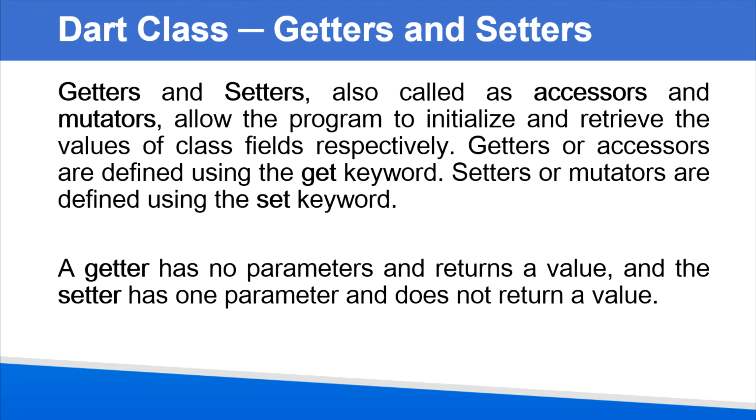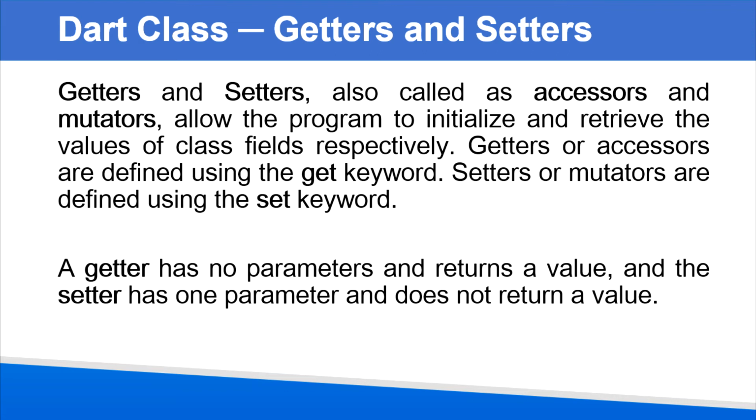Dart class, getters and setters. Getters and setters, also called accessors and mutators, allow the program to initialize and retrieve the values of the class fields respectively. Getters or accessors are defined using the get keyword. Setters or mutators are defined using the set keyword. A default getter or setter is associated with every class. However, the default ones can be overridden by explicitly defining a setter or getter.